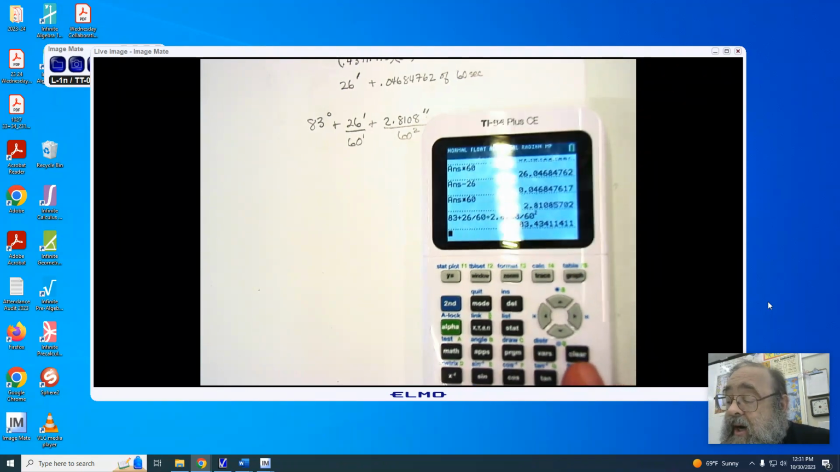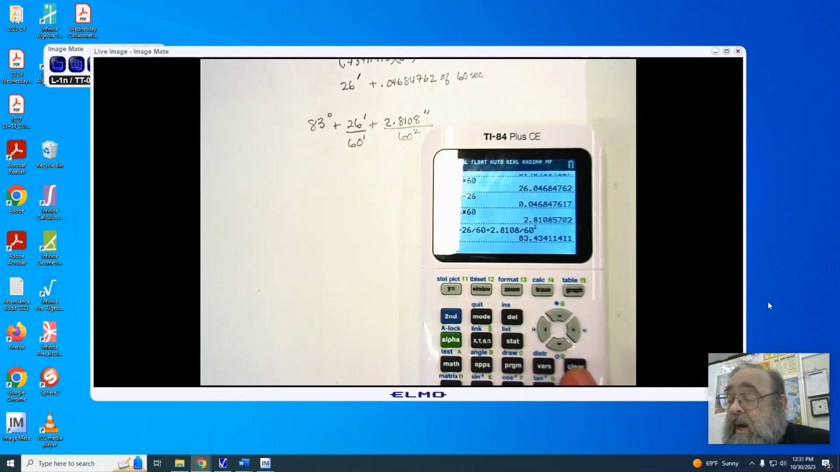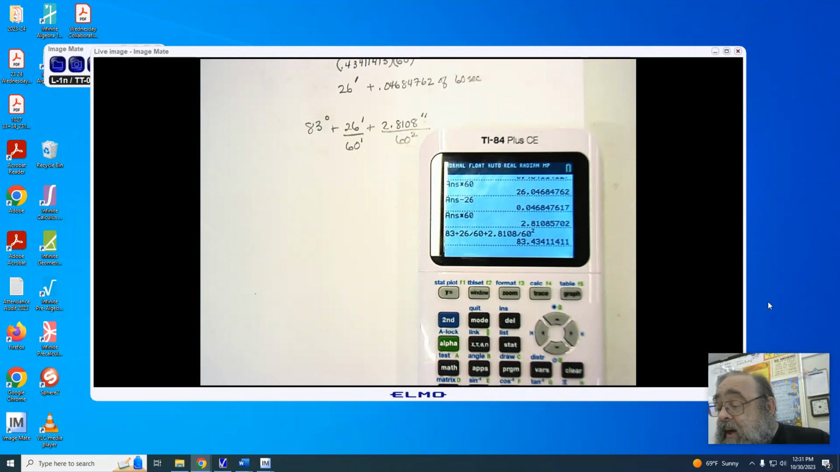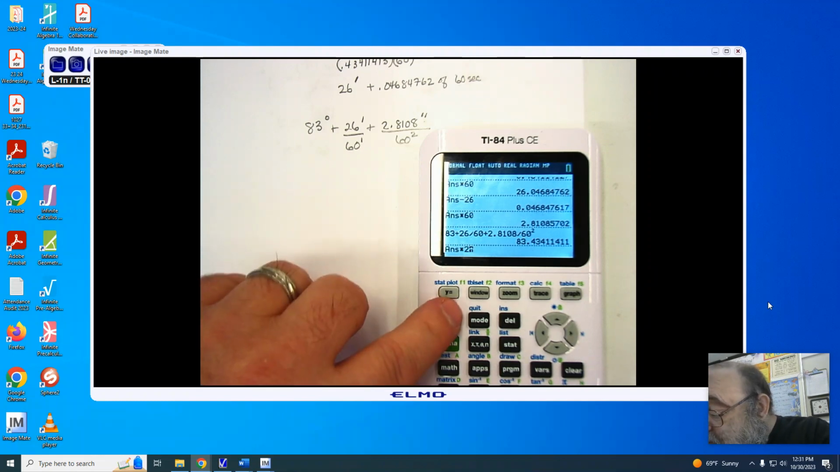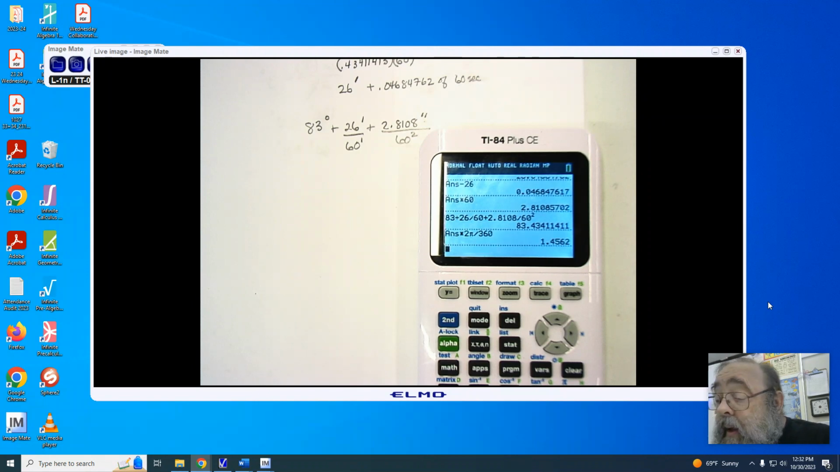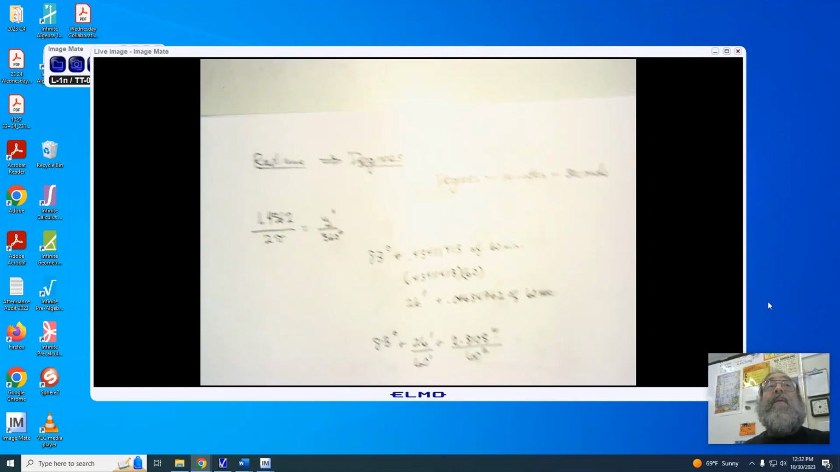And once I've got it into the 83, I now convert it back into radians. So I'm going to take my degrees and multiply by 2 pi, and I'm going to divide by 360. And you'll notice I go right back to 1.4562, which is what we started off at.